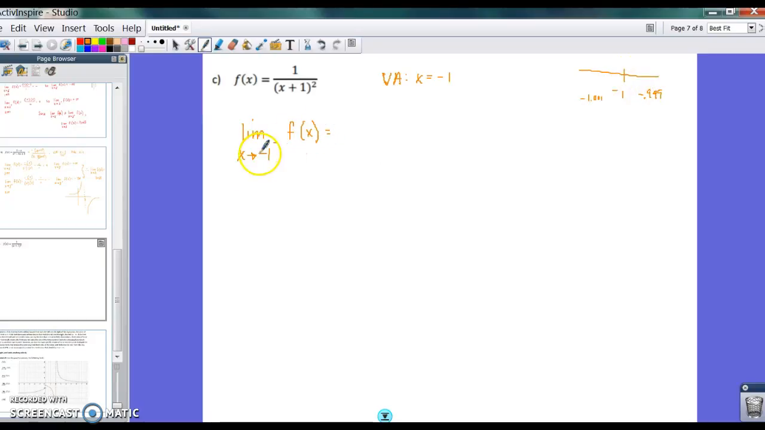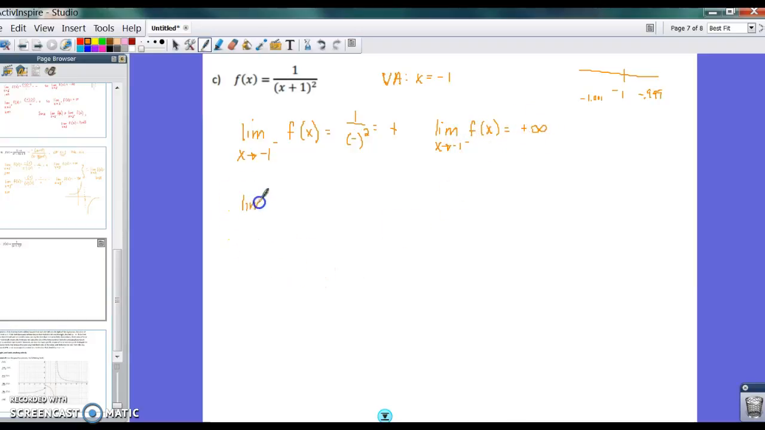Okay, so when you're dealing with those negative numbers, be careful. If I plug negative 1.001 in here, I end up with a negative number, but I'm squaring it. When you square a negative, you get a positive, so overall the whole thing is positive. So my limit from the left is going to positive infinity.